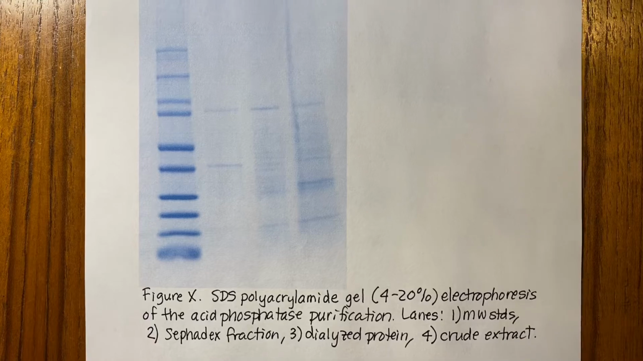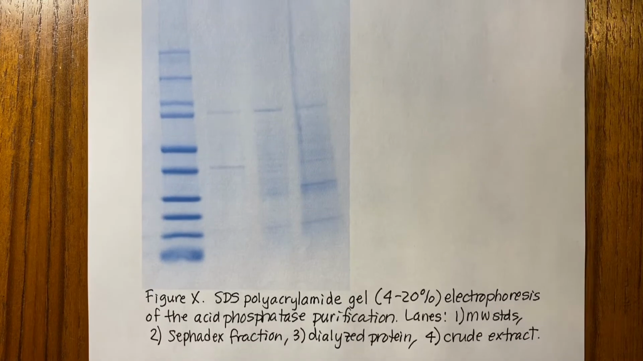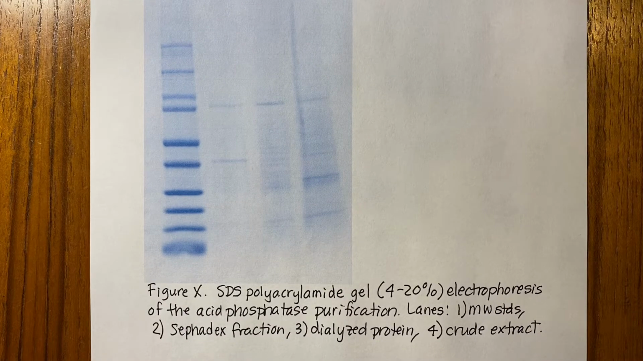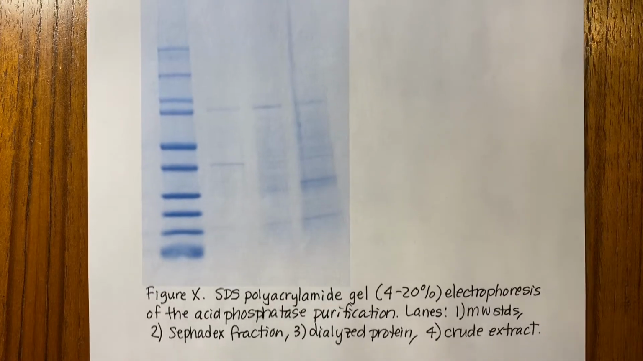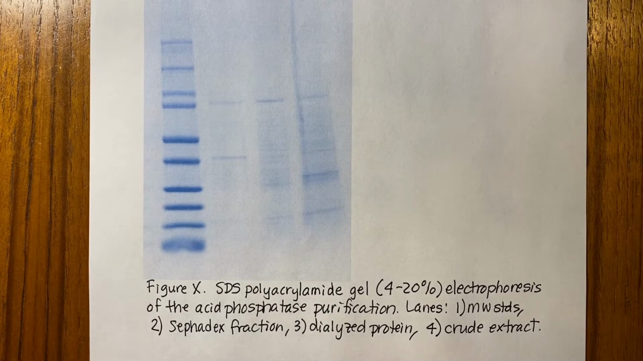So use the numbers that you put on the lanes. Don't write counting over from the left, the first one is blah, blah, blah. Put the lane numbers in there and refer to the samples by number.